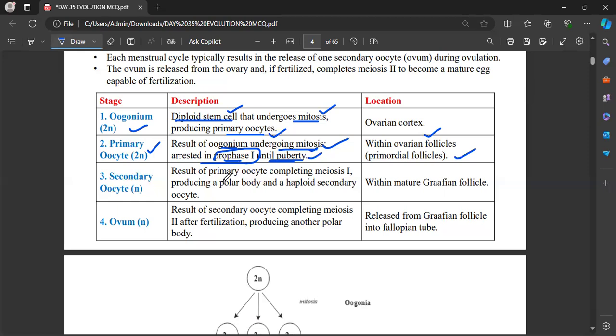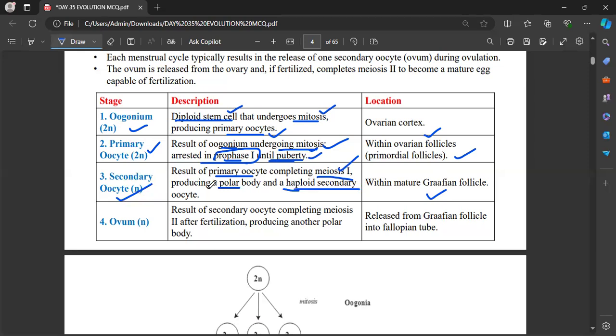Now the secondary oocyte is the result of the primary oocyte. We produce the secondary oocyte from the primary oocyte by the cell division meiosis 1, producing a polar body and a haploid secondary oocyte. This primary oocyte is diploid in nature, that is 2n. It undergoes meiosis 1 division, giving rise to two haploid cells: one is the polar body and one is the haploid secondary oocyte. That happens in the Graafian follicle.